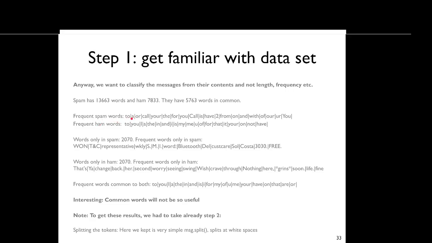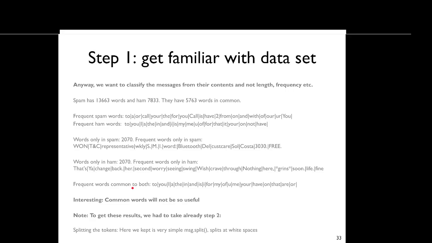You can see here the most frequent ones in spam, and the most frequent ones in ham. The frequent words common to both are to, you, I, a, the, in, and, is, for, my, of, me, your, have, on, that, are, or, and so on. These are called stop words, and they're highly frequent. In fact, in Google you cannot search for the word I, because nearly every document will contain it. Those are not very informative. You could exclude these words right from the start from all of your analysis.